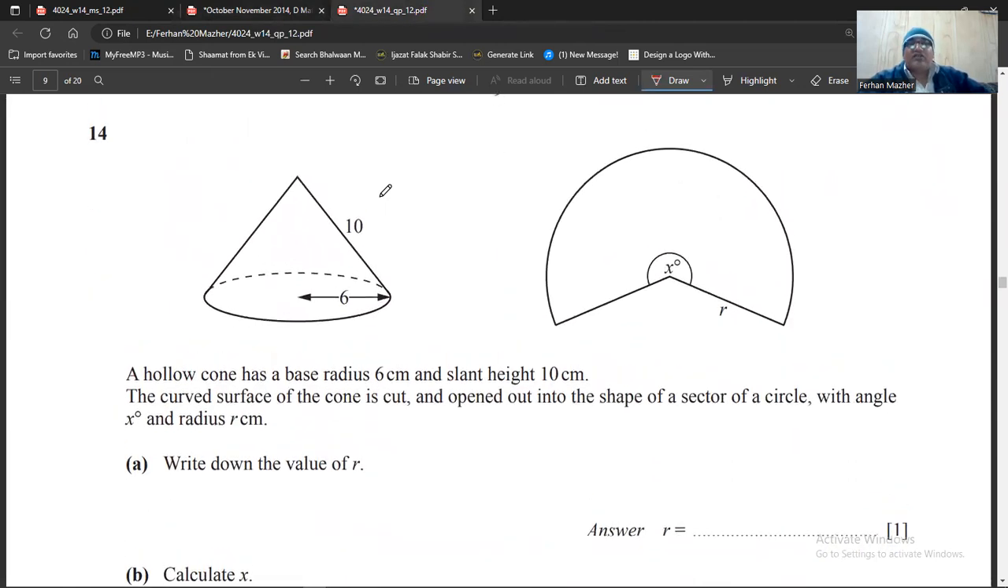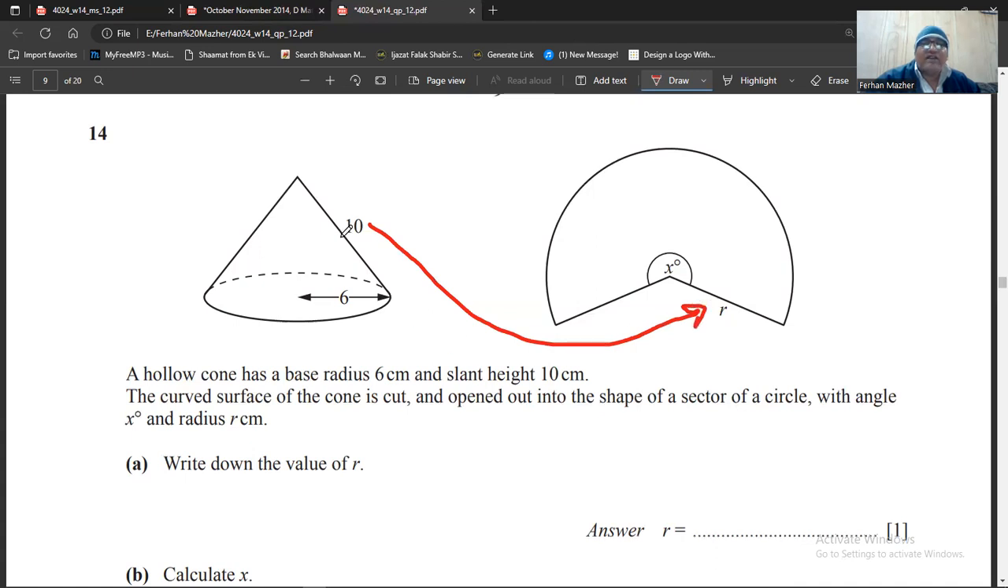Okay, so we are on question number 14. A hollow cone has a base radius of 6 centimeters and a slant height of 10 centimeters. The curved surface of the cone is cut and opened out into the shape of a sector of a circle with angle x degrees and radius r centimeters. Write down the value of r. Remember one thing: the slant height becomes the radius.